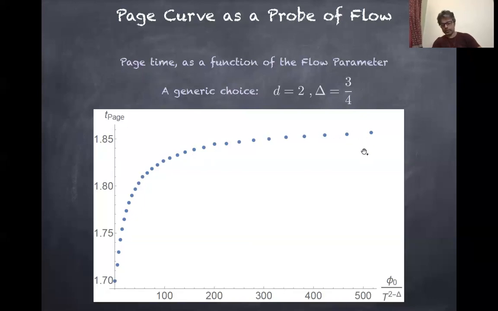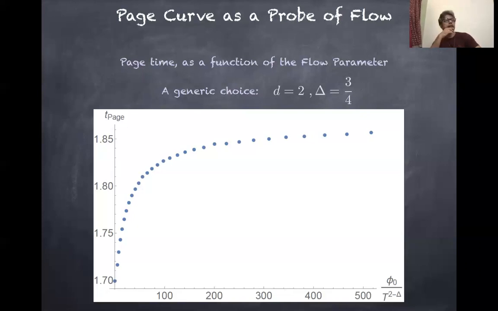This is numerical data, of course, but the trend of the curve is more or less clear. What it seems to be suggesting is that even if I increase phi naught to be infinitely large, or extremely large compared to the temperature, I still have access to this fine-grained entropy because I still have the Page time. Although the Page time will increase, it doesn't seem to be blowing up. It seems to be going to a finite value. Okay, so that's an interesting statement.